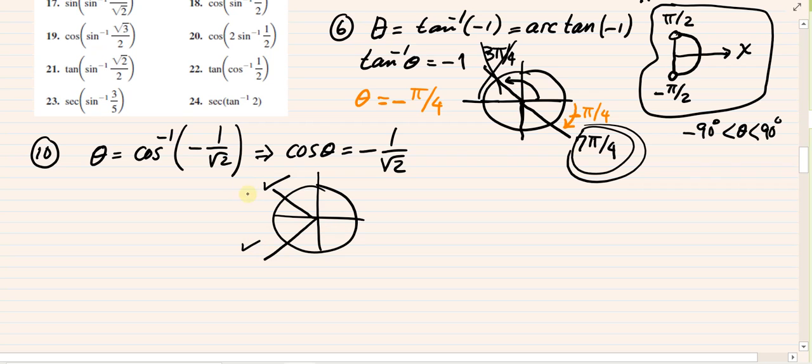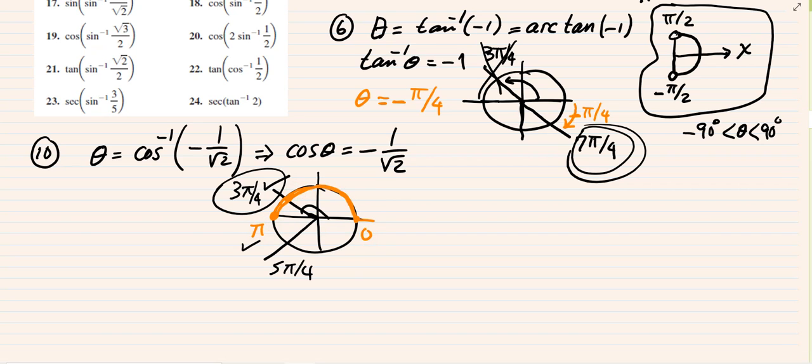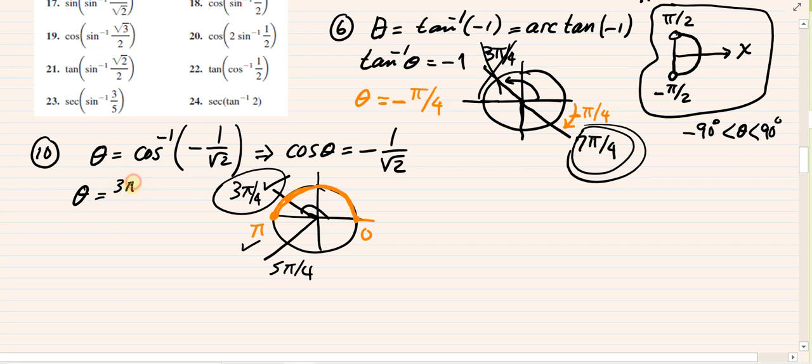So the reference angle is pi over 4. The angle itself is going to be, again, 3 pi over 4 or 5 pi over 4. Now, neither of those are within the range. Well, actually, one of them is. This one is within the range of the inverse, which goes from 0 to pi. You see that? 0 to pi. So the only measure of angle that's acceptable in this case is 3 pi over 4. So the answer to theta is 3 pi over 4.